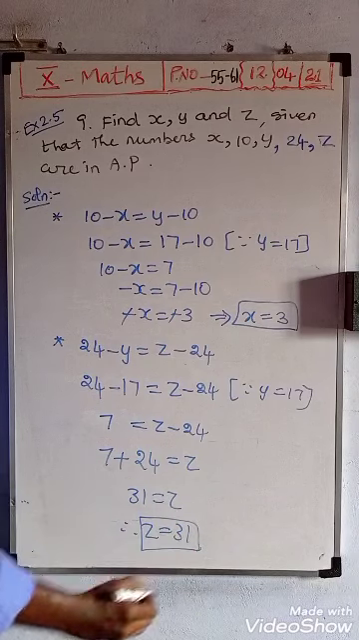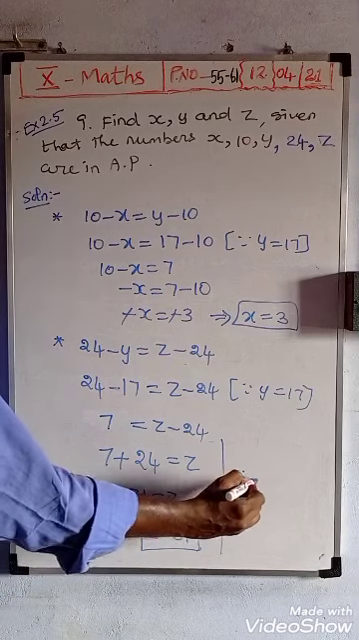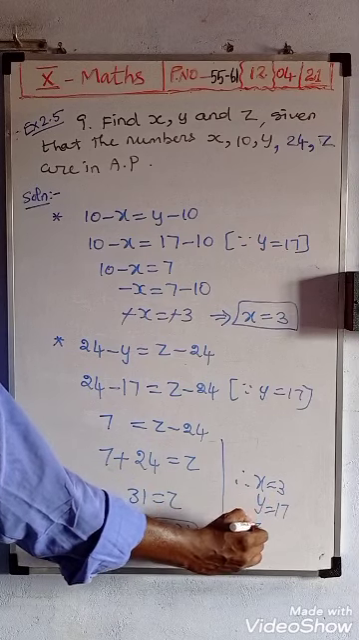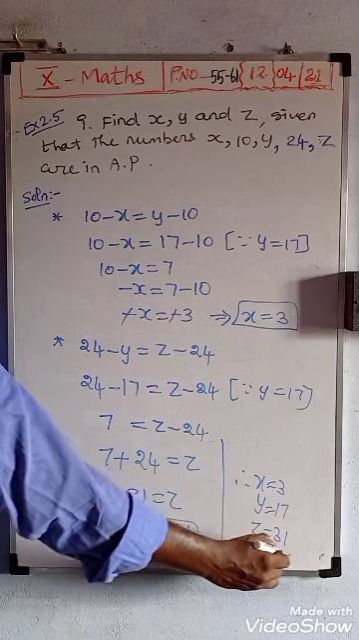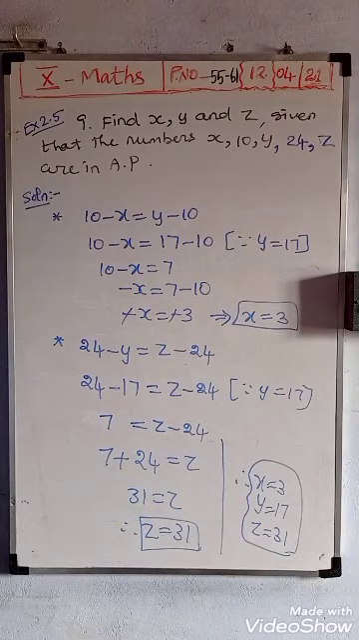Therefore we want to find the value of x, y, z. So x value is 3, y value is 17 and z value is 31. That's all. Therefore we received as the answer: x is 3, y is equal to 17, z is equal to 31. So we received that answer. That's all.